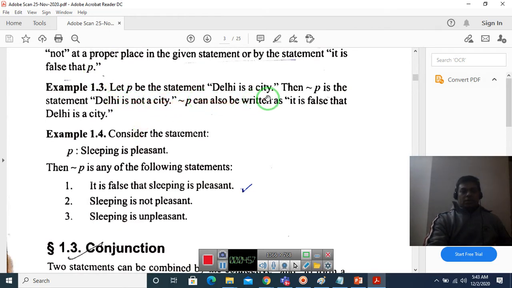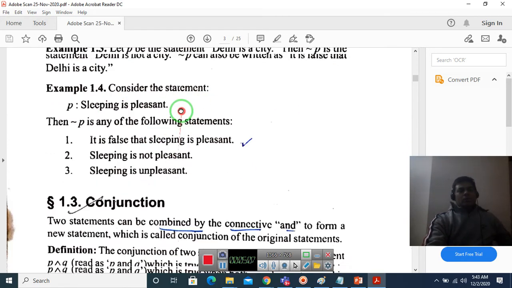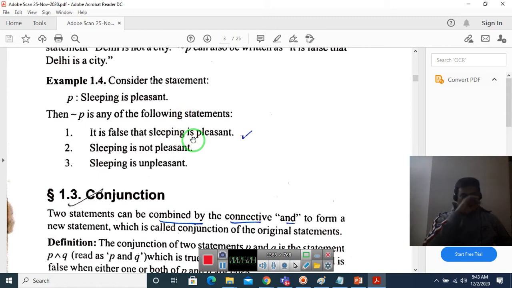Let P be the statement: Delhi is a city. Then the negation of P is: Delhi is not a city. The negation of P can also be written as: it is false that Delhi is a city. But you can also use the antonyms of this sentence. If it has some words, we can use the antonym of that word.